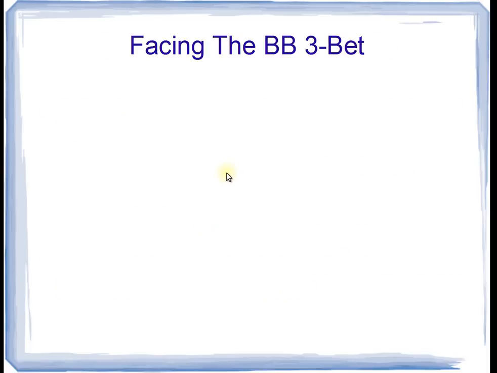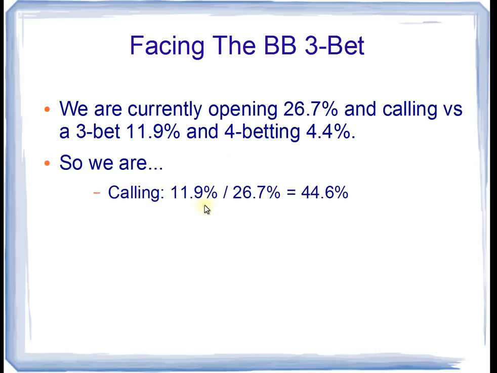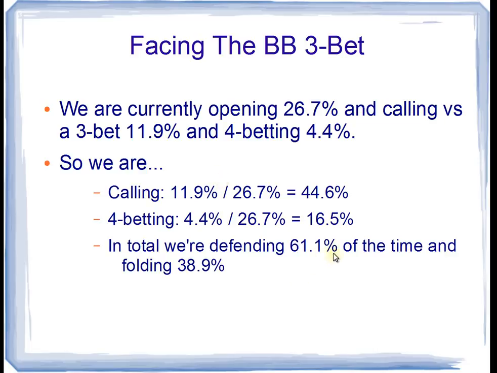Okay, so facing the big blind 3-bet. We are currently opening 26.7% of the time in the cutoff and calling versus 3-bet 11.9% and 4-betting 4.4%. So we are calling 11.9% divided by 26.7% equals 44.6%. So we call a little bit less than half the time when we face a 3-bet. And we are 4-betting 16.5%. So we're 4-betting, what is that, about a sixth of the time when we face a 3-bet. And total, we're defending 61.1% of the time and folding 38.9% of the time.